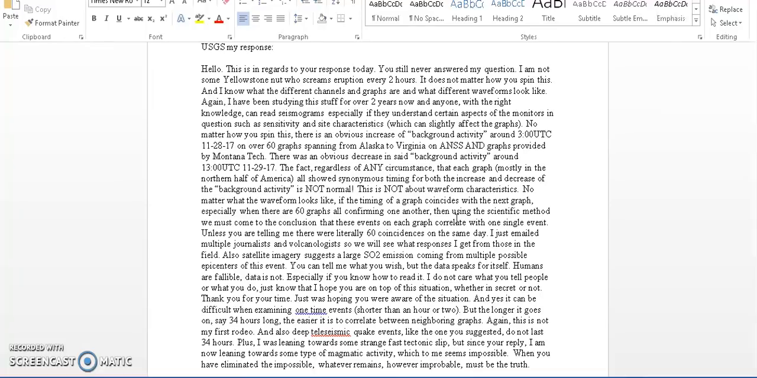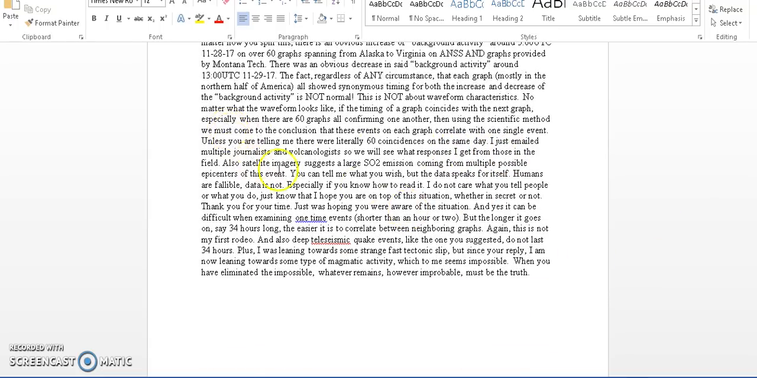Duh! Hello? I mean, that's common sense, guys. Unless you were telling me that there were literally 60 coincidences on the same day. I just emailed multiple journalists and volcanologists, so we will see what responses I get from those in the field. Also, satellite imagery suggests a large SO2 emission coming from multiple possible epicenters of this event.